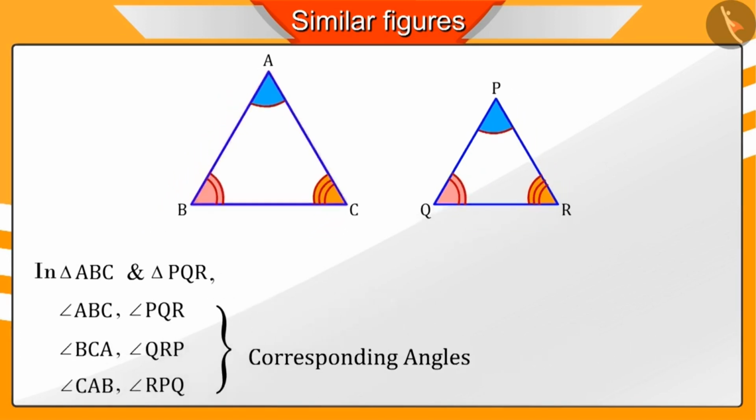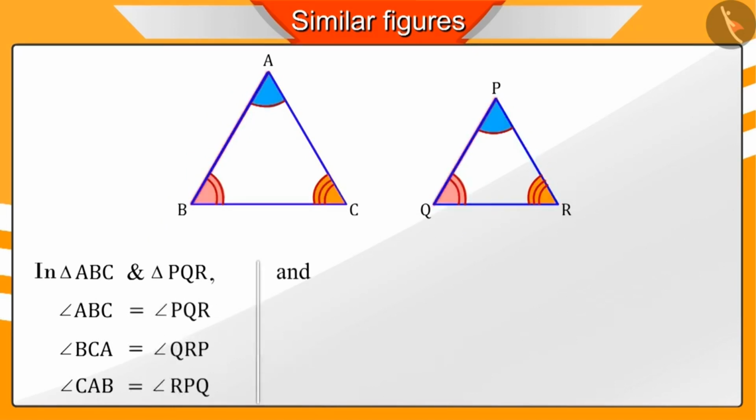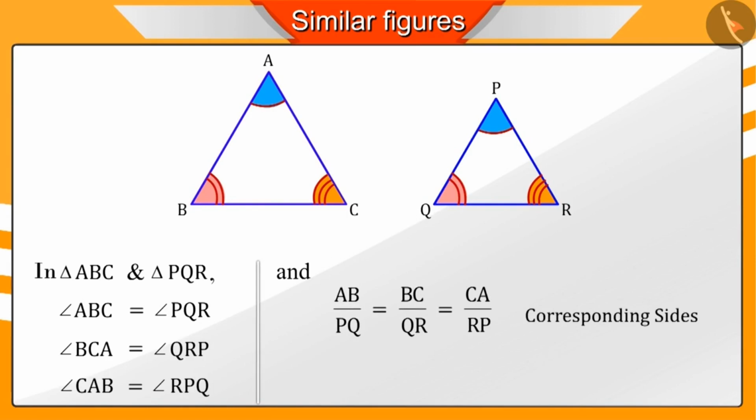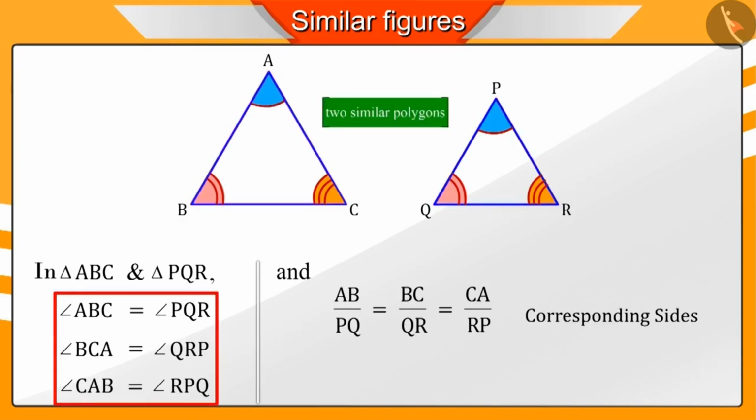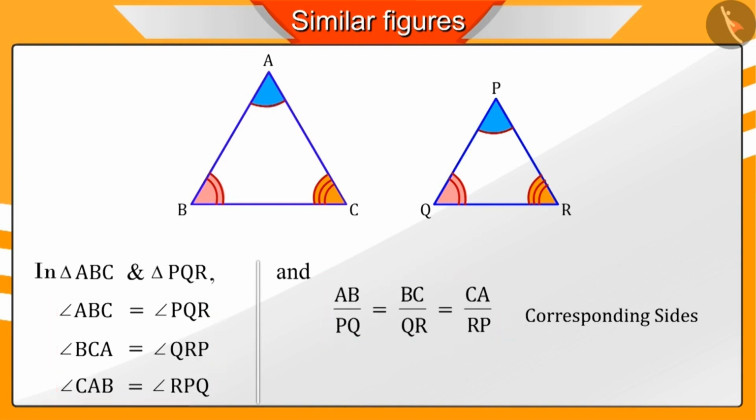When we observe the triangles ABC and PQR, we notice that their corresponding angles are equal and their corresponding sides are proportional. In the previous video, we learned that two polygons are similar if their corresponding angles are equal and their corresponding sides are proportional. Hence, these two triangles will be similar. We represent the similarity between two polygons by this symbol.